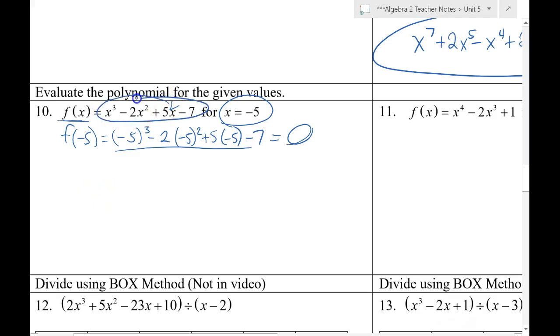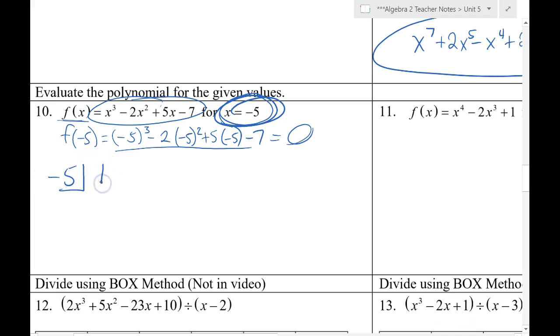And I don't see any missing terms here. So we can go ahead and set up our problem. Now the number that goes in the box, normally you would say, if it was x minus 2 when we're dividing, you would do whatever I'd have to plug in there to make it 0, and I would put 2 there. It would basically be the opposite of whatever that number is. But here, when we're just evaluating, you just plug in that number. So negative 5 goes there.